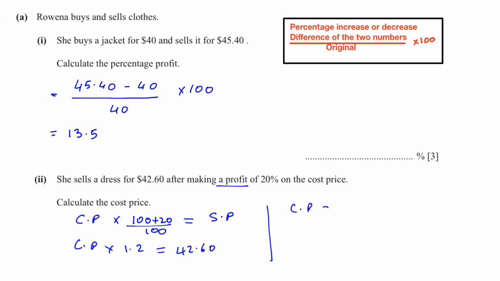Therefore, cost price is equal to 42.60 divided by 1.2, which will give us $35.50.